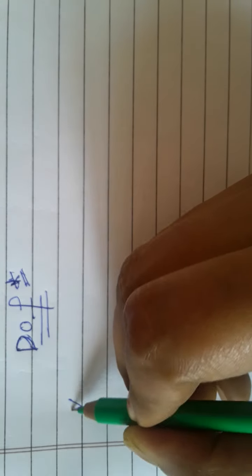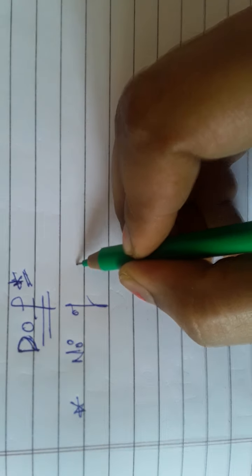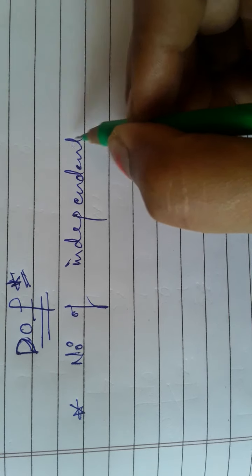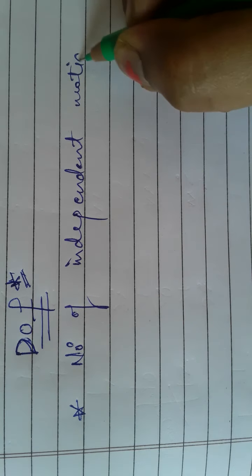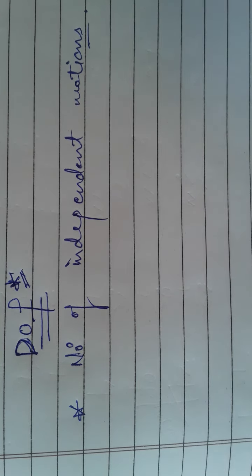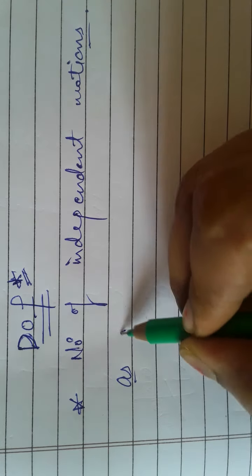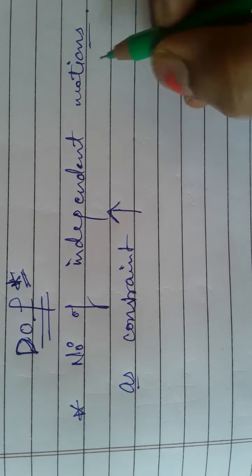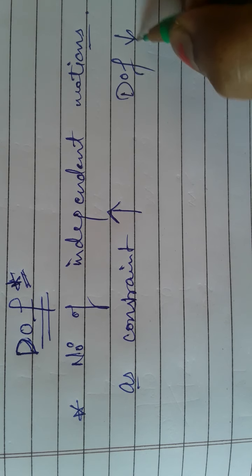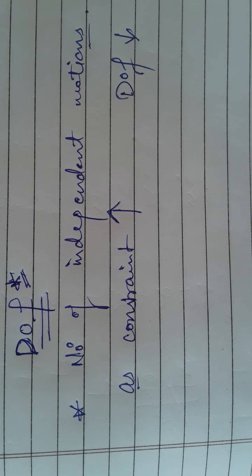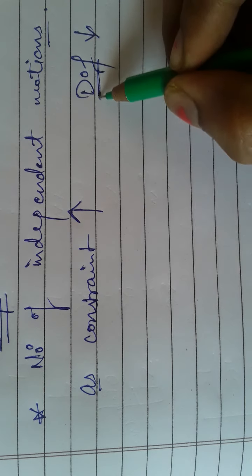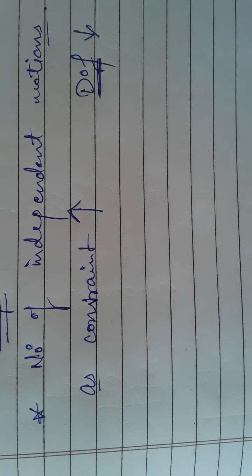So, degree of freedom is basically the number of independent motions possible. Number of independent motions possible are your degree of freedom. As constraints increase, or you can say the number of constraints increases, degree of freedom decreases. जितना ज़्यादा आपका मोशन constrained होगा, so that the system will have lesser degree of freedom.